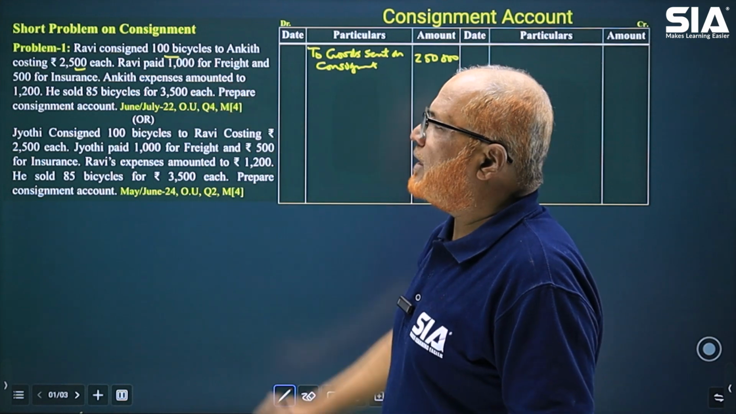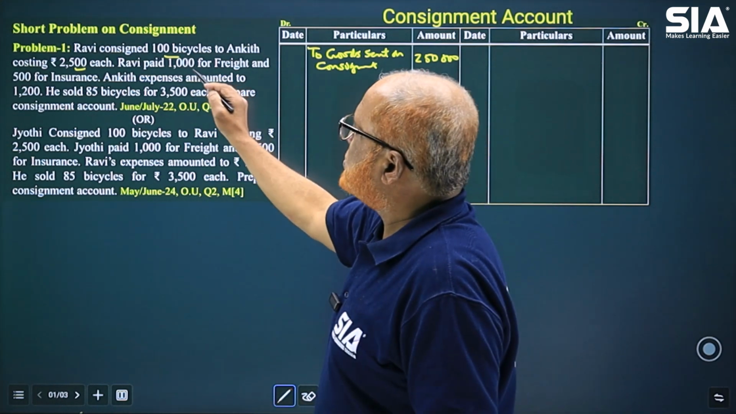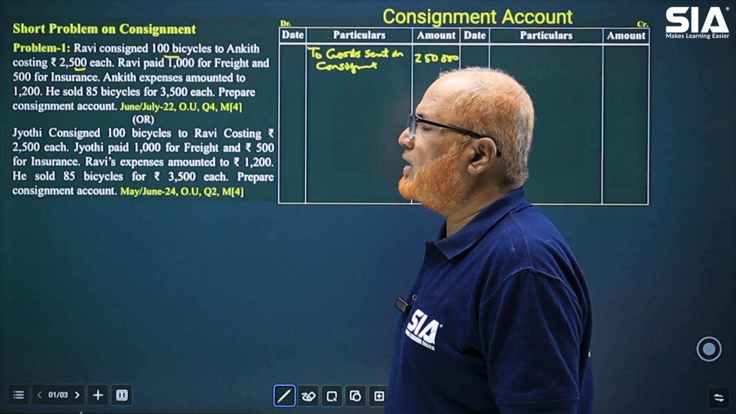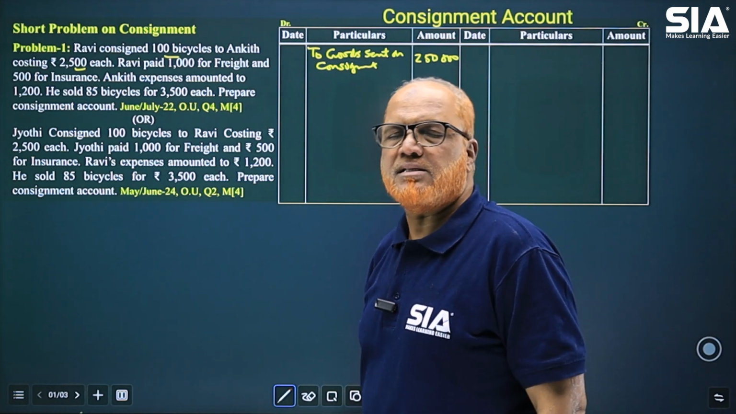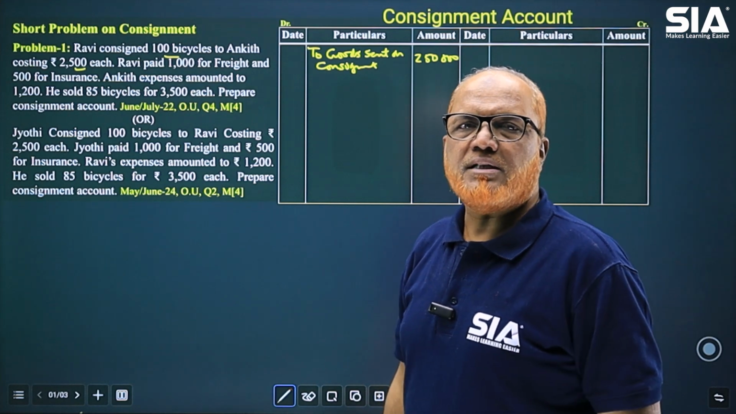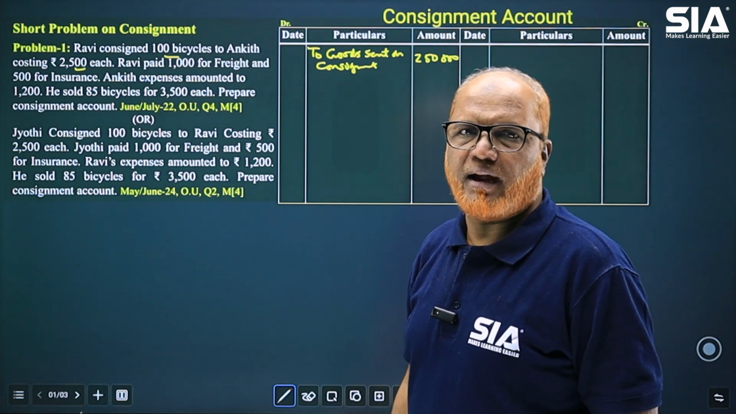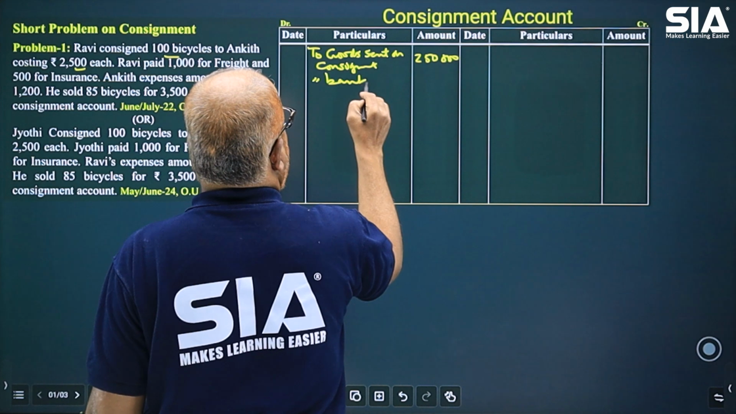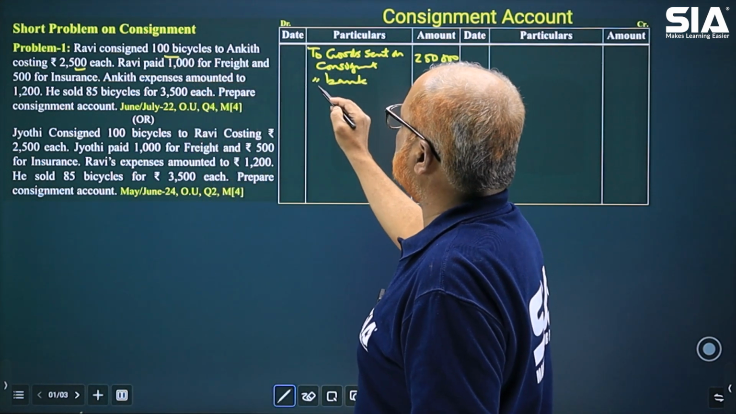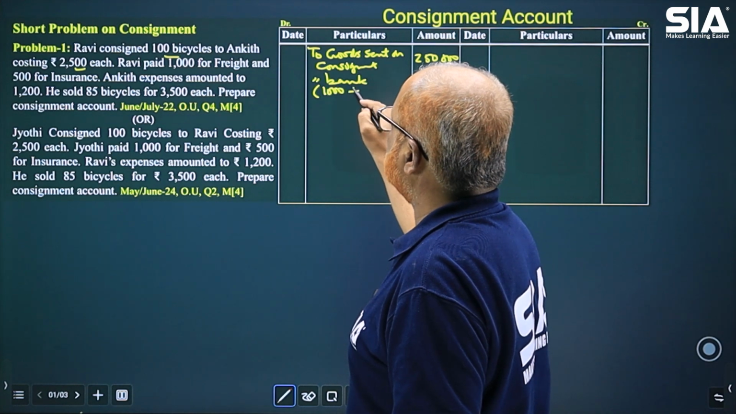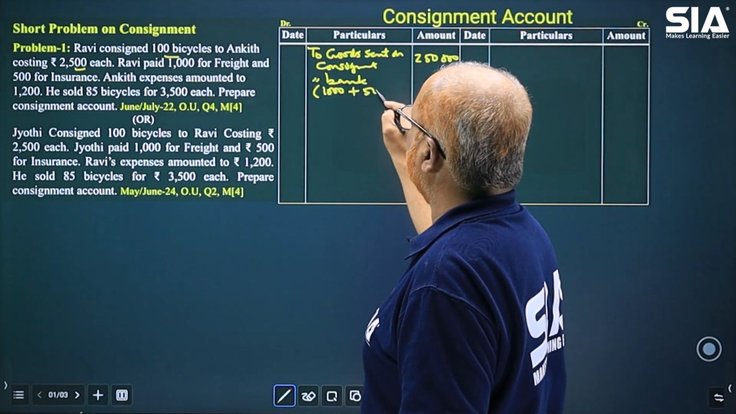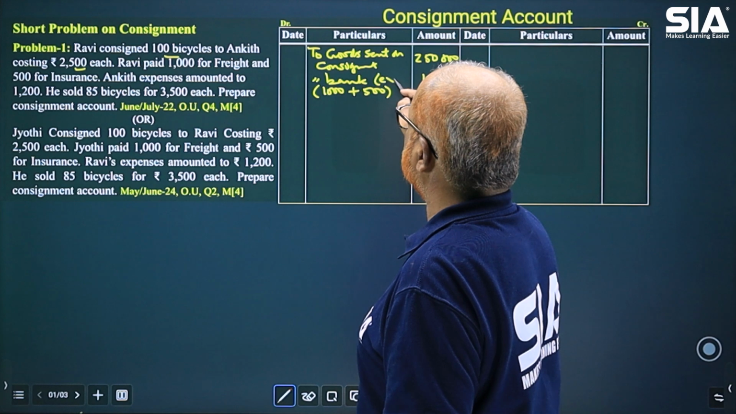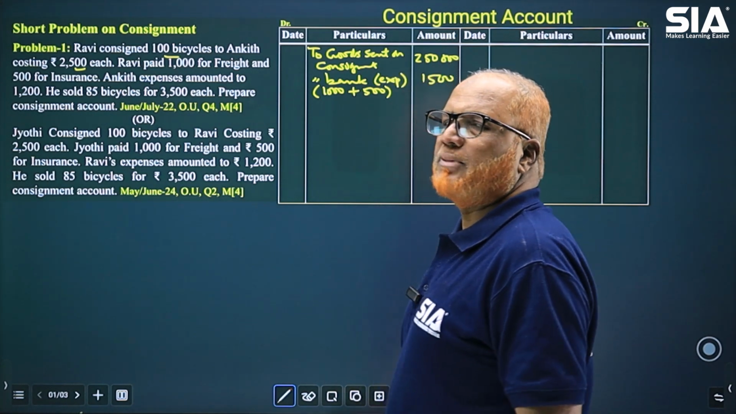Second entry, expenses paid by Ravi, consigner. 1,000 for freight and 500 for insurance. So totally 1,500 had been spent by the consigner. Entry will be consignment account debtor to bank. So here I am writing to bank. In this I am taking both freight 1,000 plus insurance 500. So total 1,500. These are the expenses. That's it.